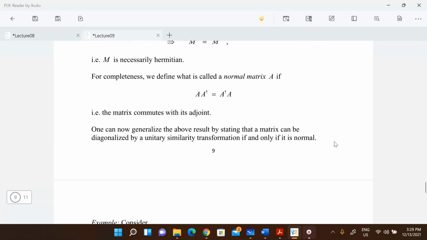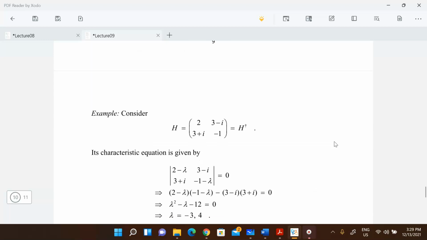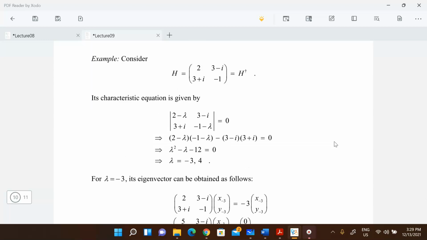This we have done before. Now let's look at an example. Here's a Hermitian matrix. How do I know it's a Hermitian matrix? The easiest thing to check first is the diagonal elements. The diagonal elements of a Hermitian matrix have to be real. So this is real, this is real. For the off-diagonal ones, this element has to be the complex conjugate of this element, which in this case is true.